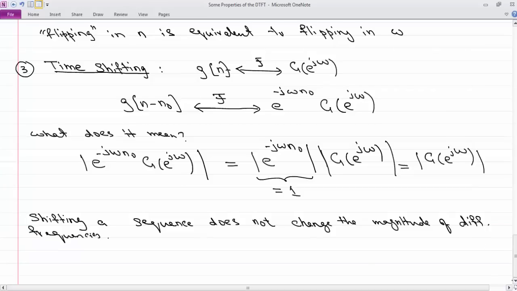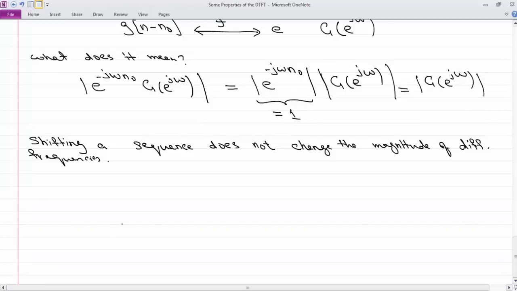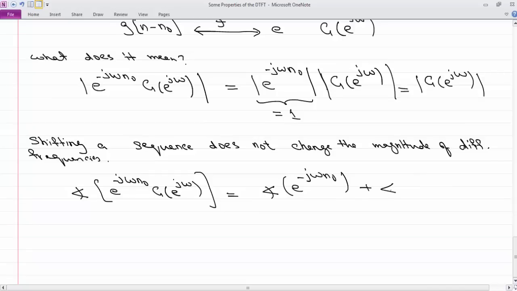So what is shifting doing? A complex number has magnitude and phase. So let's now look at the phase of the new Fourier transform, e to the minus j omega n naught times G of e to the j omega. If you multiply two complex numbers, the phases get added, right? So the phase of this new complex number is the phase of e to the minus j omega n naught plus the phase of G of e to the j omega. And the phase of e to the minus j omega n naught is minus omega n naught.